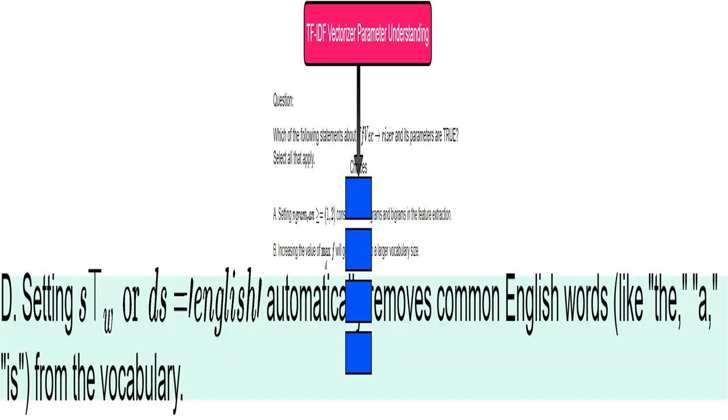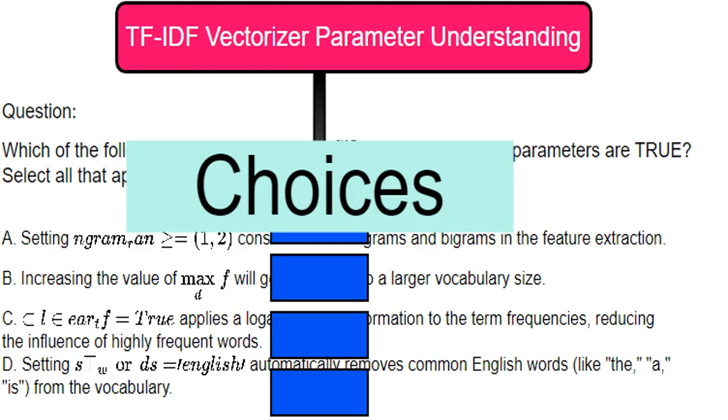This option discusses stop_words. Setting it to English removes common English words, like the, a, is. This helps focus on more meaningful words. I'll check if this is true or false. This line simply labels the set of options provided in the multiple-choice question. It's essentially a header for the possible answers.